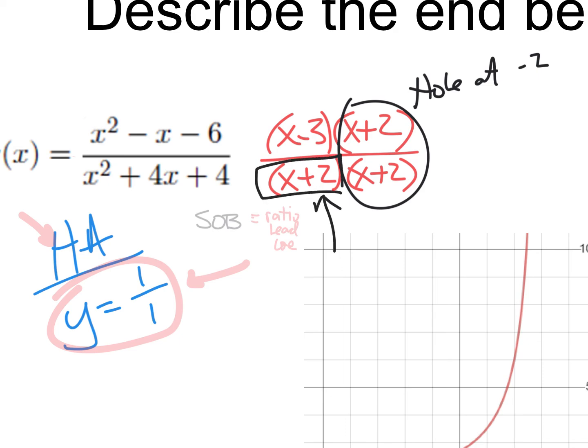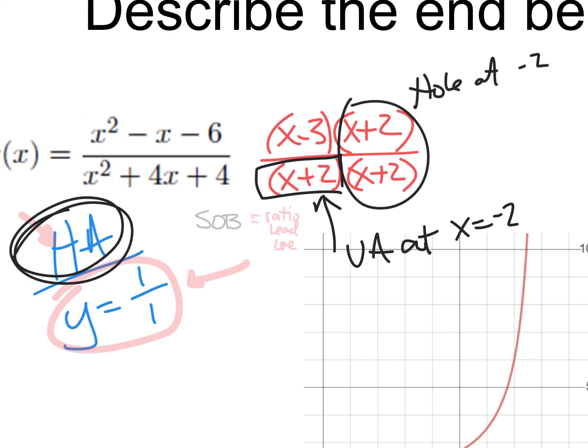And then this one is not making a hole. That's making a what? Vertical asymptote at x equals -2. And then last but not least is this horizontal asymptote. Is it a bob, sob, or a bot? Is it bigger on the bottom, bigger on the top, or same on both? Same on both because those are the same. So then it's a ratio of the lead coefficients. So it's y equals 1. And that's the horizontal asymptote.